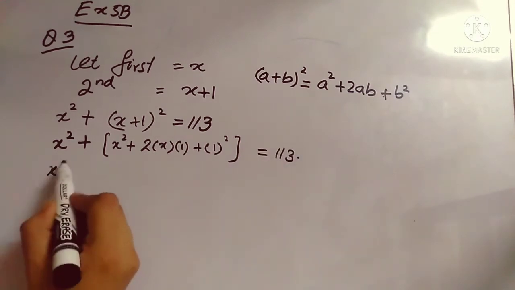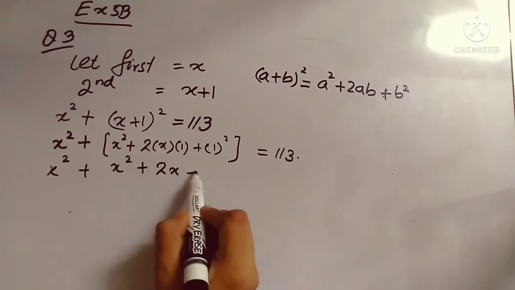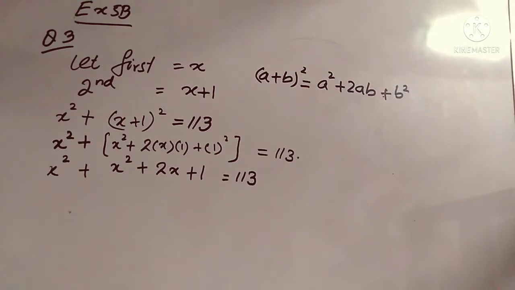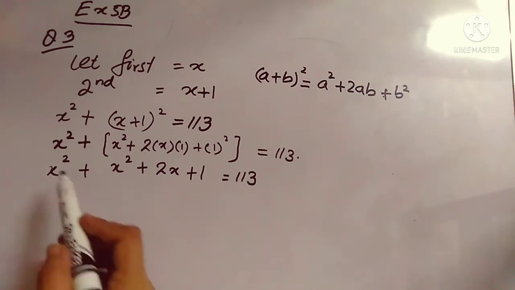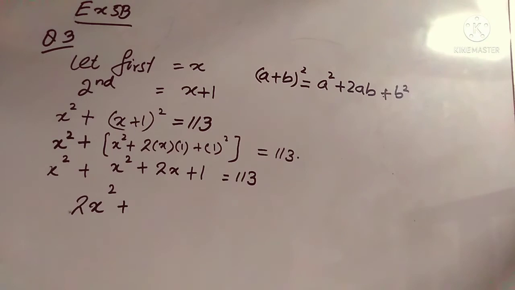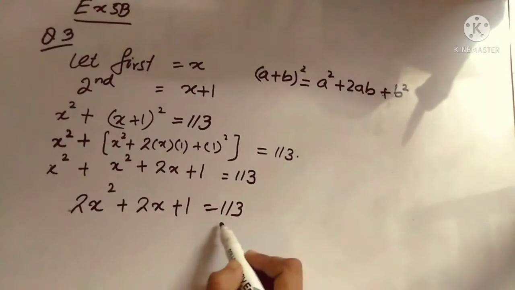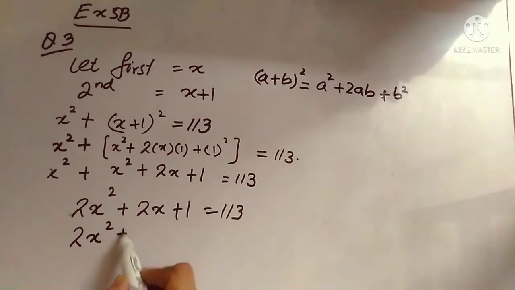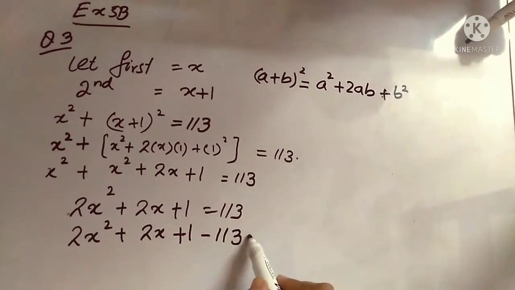Let's solve it. x square plus 2x plus 1 is equal to 113. As you can see, these two x squares are adding, so you can add the like terms together. So x square plus x square will be 2x square plus 2x plus 1 is equal to 113. 113 is adding over here; when we come to this side, it will be subtracted. So the equation will become 2x square plus 2x plus 1 minus 113 is equal to 0.